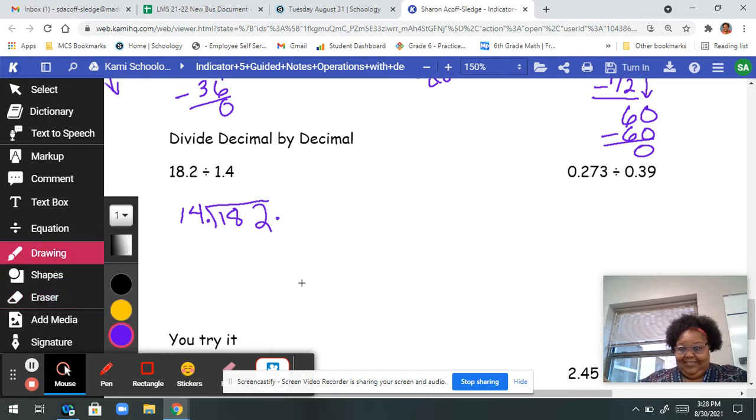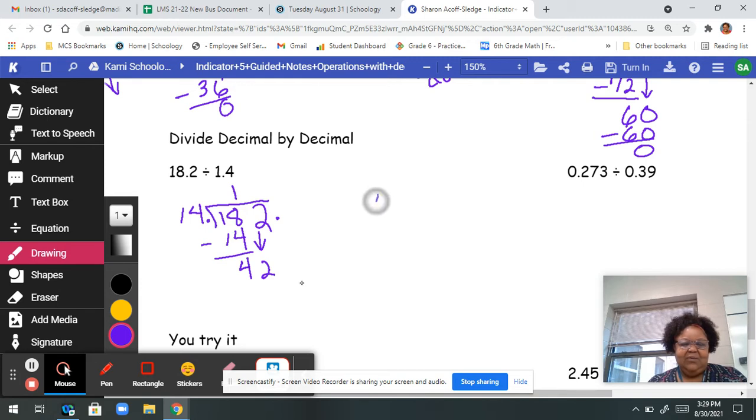So now we can divide. 14 won't go into 1, but 14 will go into 18 one time. 14 times 1 is 14. 18 minus 14 is 4. 8 minus 4 is 4. 1 minus 1 is 0. Bring down. So divide, multiply, subtract, bring down.